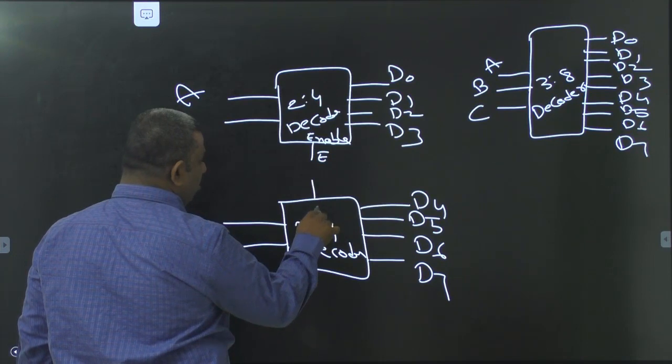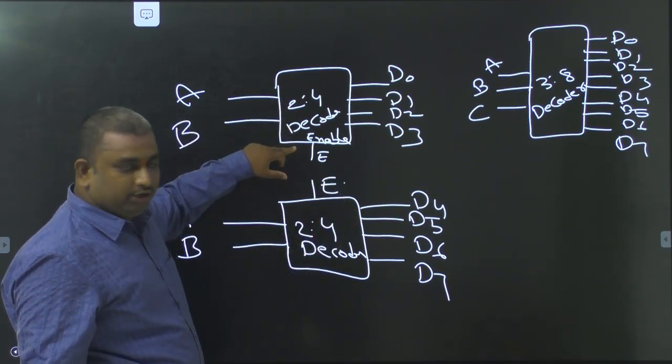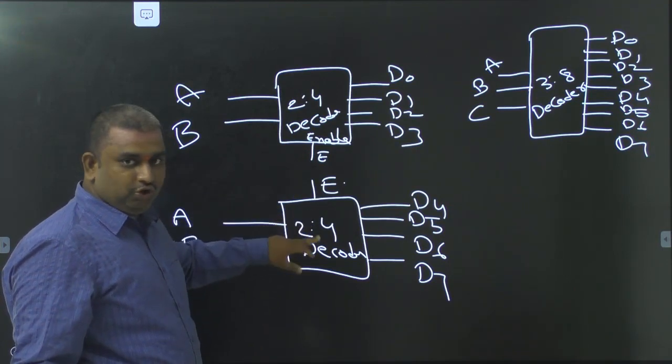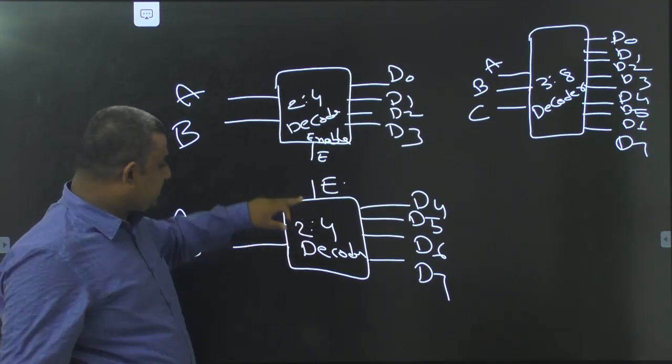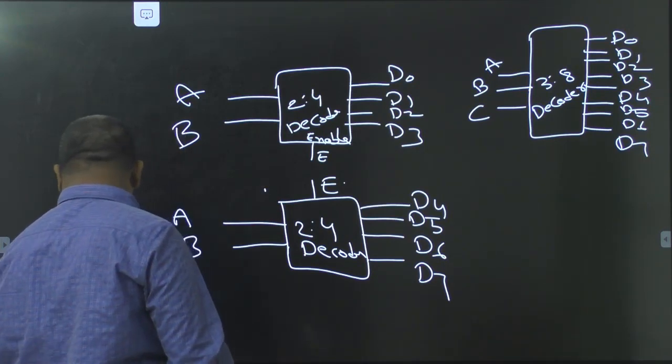So here we have one more enable signal. For this decoder I have drawn the enable signal on the downside, and for this decoder, for my comfort, I have drawn the E signal at the top side. Okay, right.